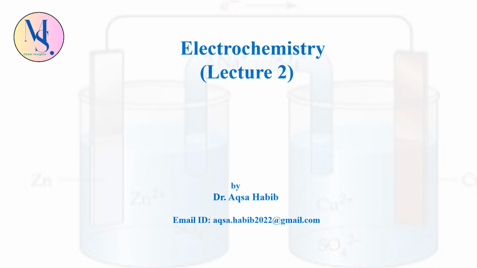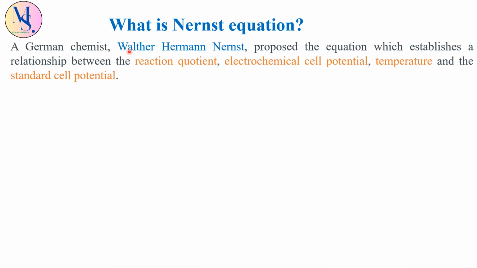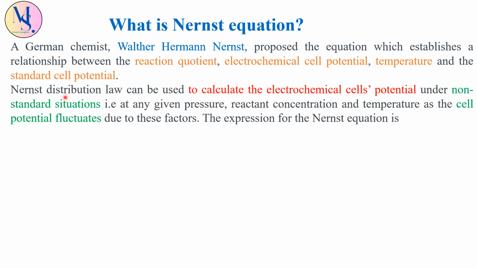Today I am here to discuss the second lecture of electrochemistry, that is about the Nernst equation, its applications and its limitations. So let's start with the Nernst equation, which was introduced by Walter Hermann Nernst. This equation establishes a relationship between reaction quotient, which is actually the ratio of concentration of product and reactant, electrochemical cell potential, temperature, and standard cell potential.